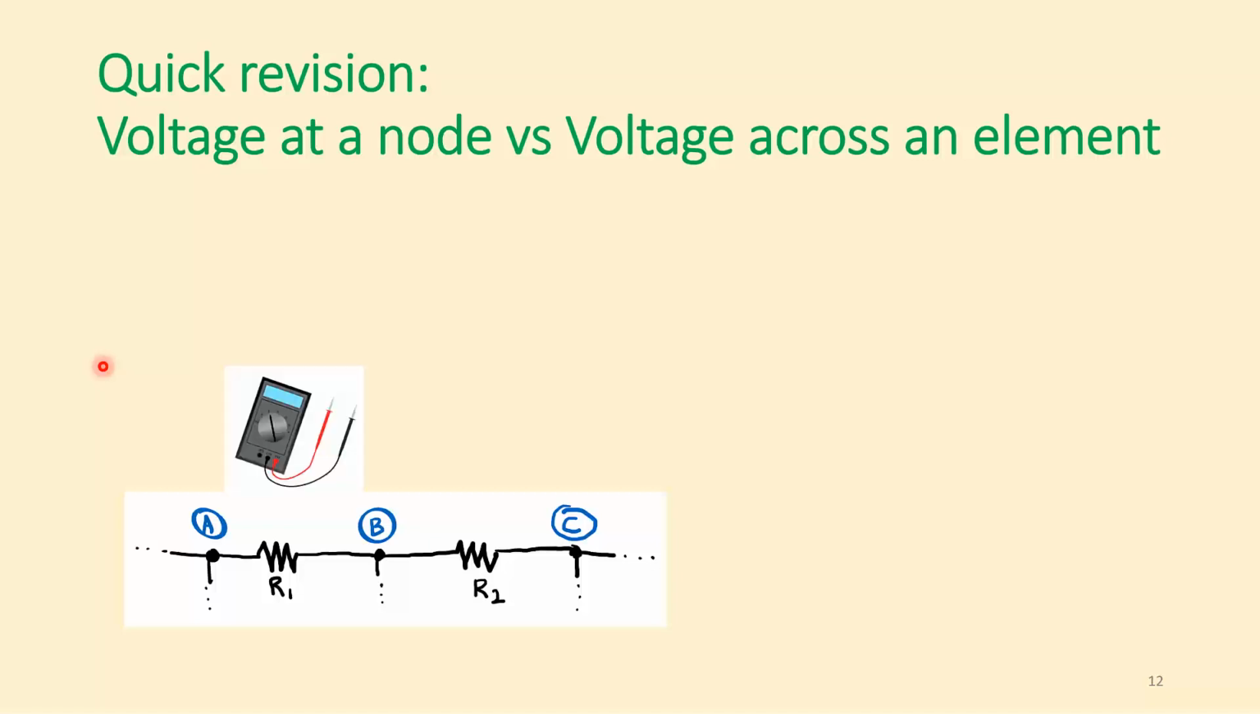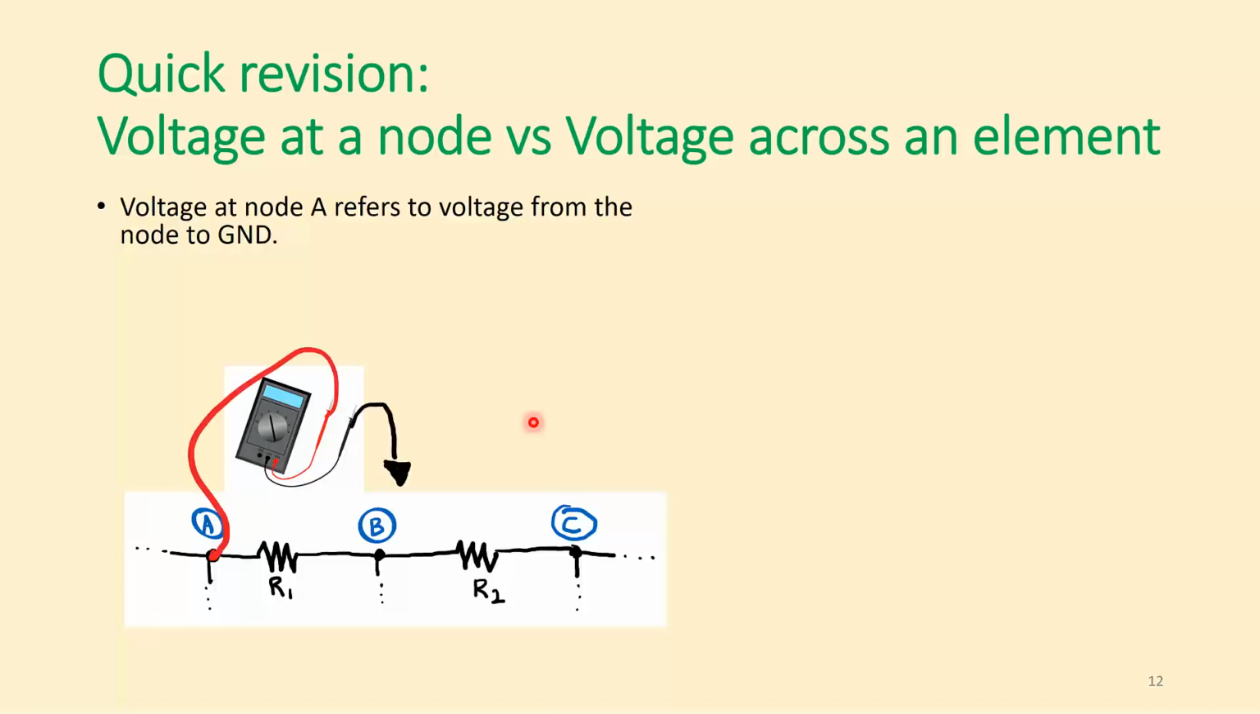Now, let's say we have a connection of a resistive network of R1 and R2. R1 is connected between node A and node B, and R2 is connected between node B and node C. When we want to measure the voltages across R1 and R2, we have to be very clear whether we want to measure the voltage at node A or the voltage across R1, because voltage at node A refers to the voltage from the node to the ground. So if I have this connection, between node A and ground, it will give the value of voltage at node A.